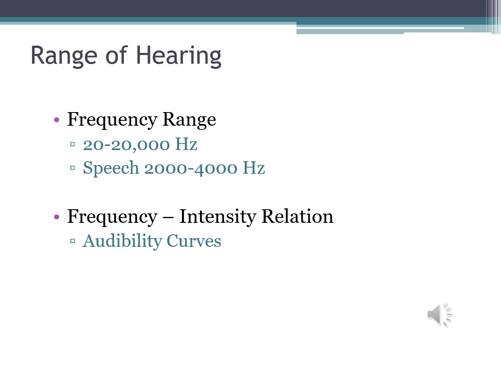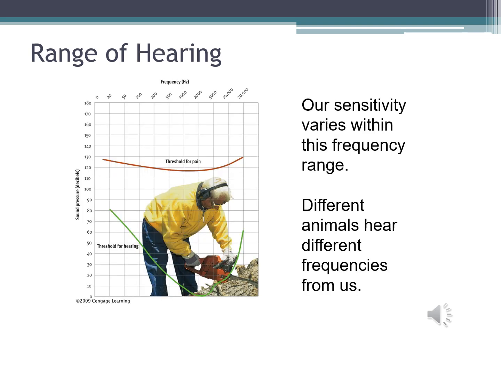So we have these frequency intensity relations. When we look at loudness, it depends on intensity or amplitude, but frequency is part of the story because these audibility curves are exactly that. They are curves. They are not straight lines. What do I mean by that? Let's look at our threshold for hearing from about 20 hertz to about 20,000 hertz. Our sensitivity varies within this frequency range. At about 20 hertz, we need something to be about 80 decibels to even hear it, so that is our threshold for hearing.